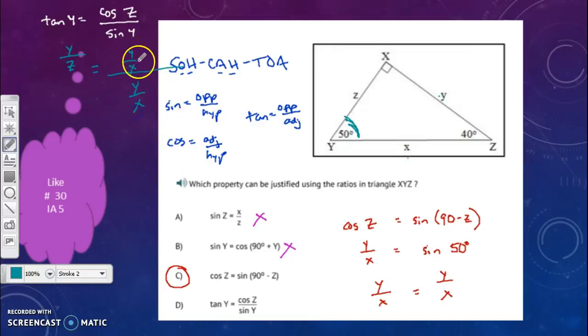Well, if I have y over x over y over x, that's going to equal 1, right? So y over z equals 1? Nope, don't think so. So the correct answer choice here is definitely C. Okay, so all I had to do was figure out sine, cosine, and tangent on both sides of the equals until I found one that equaled itself.